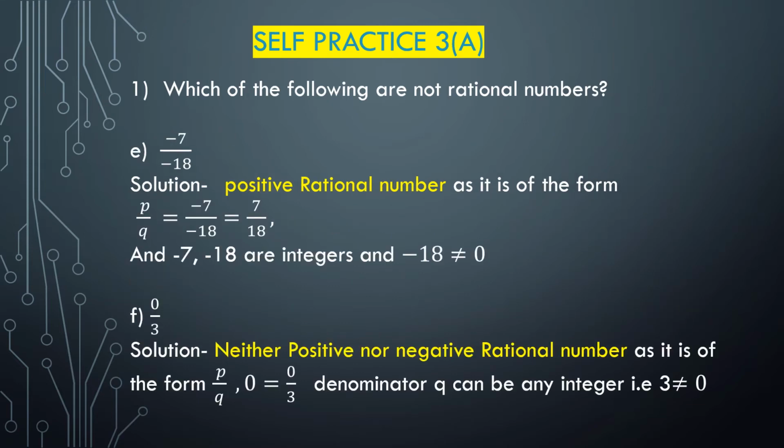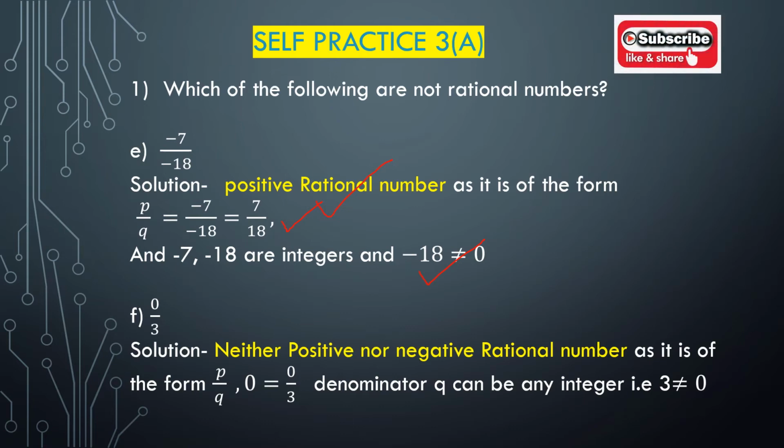Now we solve bit number E. E, minus 7 divided by minus 18. This is a positive rational number as it is of the form p divided by q, that is minus 7 divided by minus 18, which is equal to 7 divided by 18. Minus and minus will cancel, so we get 7 divided by 18, and both 7 and 18 are integers and denominator q, that is 18, is not equal to 0.